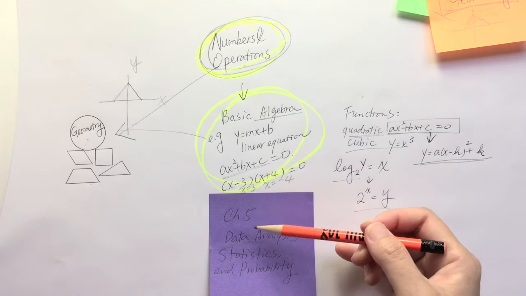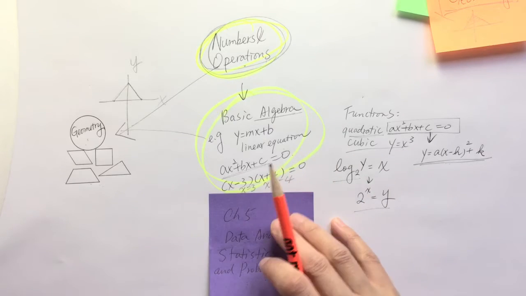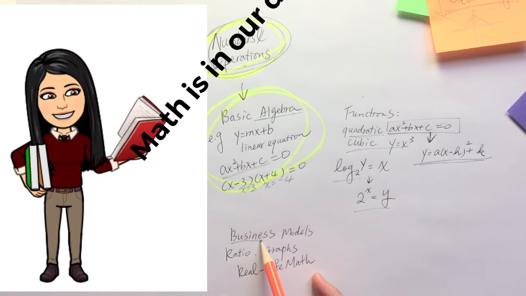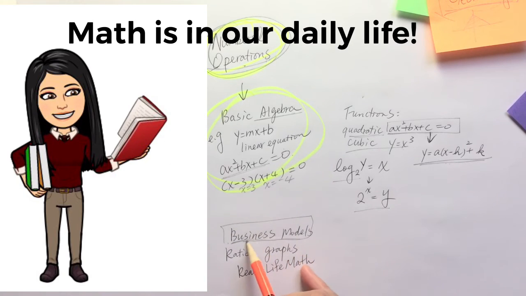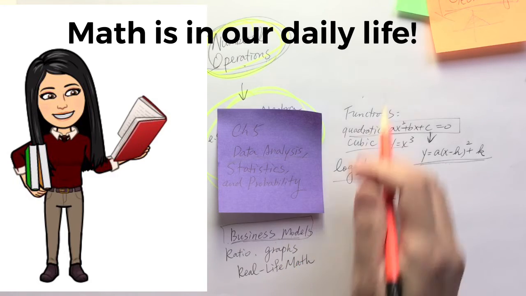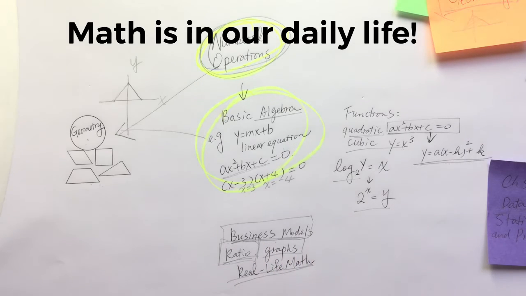In the end, chapter 5, data analysis, statistics, and probability, we apply this in our real life math a lot. For example, a lot of business companies use this part of the concepts to set up their business models, or you have to know the ratio to read the map or instructions or the graphs. Okay, so this is the real life math.